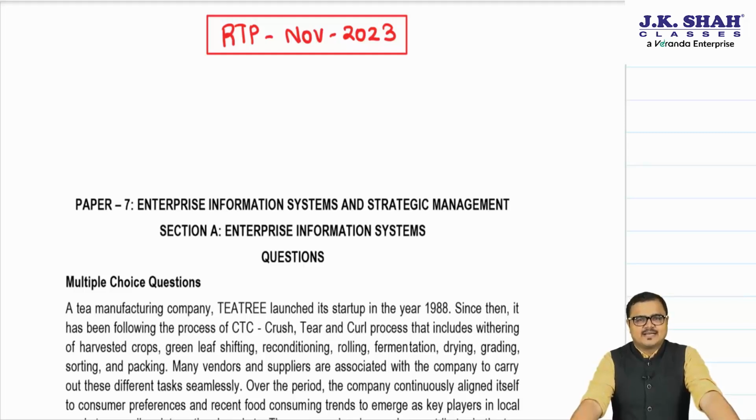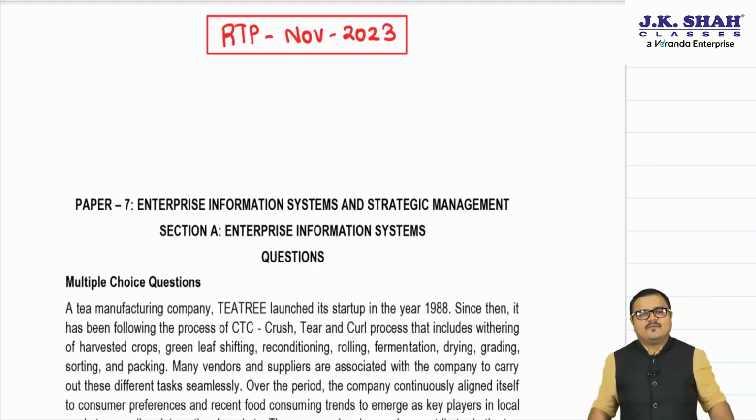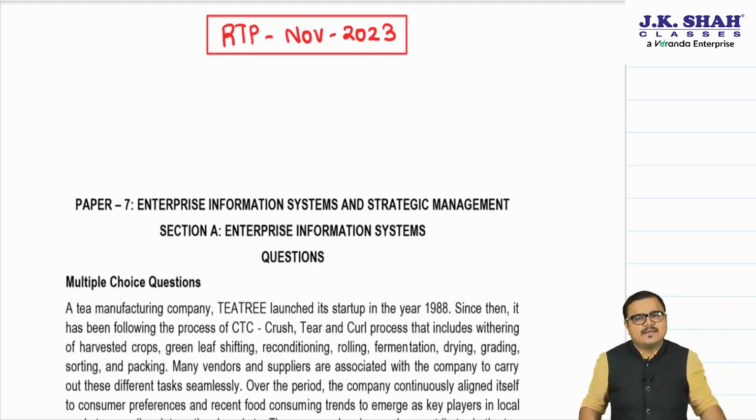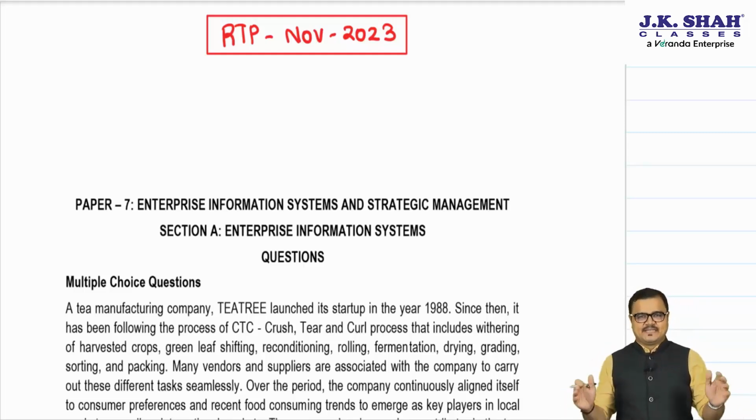Today we are going to discuss RTP for paper number 7 part A EIS, Enterprise Information System, for November 2023. So my dear chartered accountants, basically our discussion for RTP will be divided into 3 parts. First, amendment. Sir, as such there is no amendment. That's great. Second part, case study based MCQs, and third, main questions which they generally give chapter wise. So let's begin our journey with a discussion of case study based MCQs.